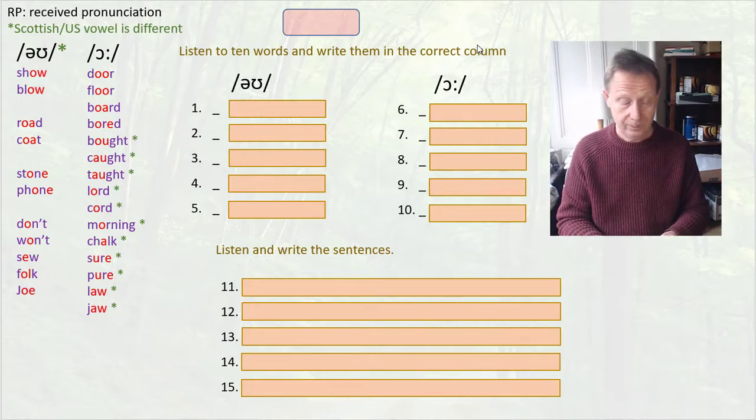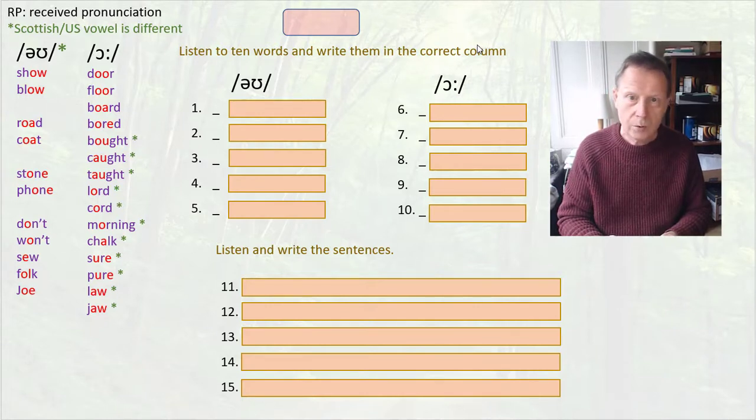Number 11. I don't drink Coke in the morning. I don't drink Coke in the morning. 12. We saw more snow on the coast. We saw more snow on the coast. 13. She wrote with chalk on the old blackboard. She wrote with chalk on the old blackboard.